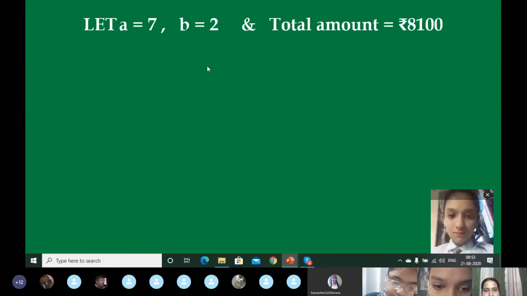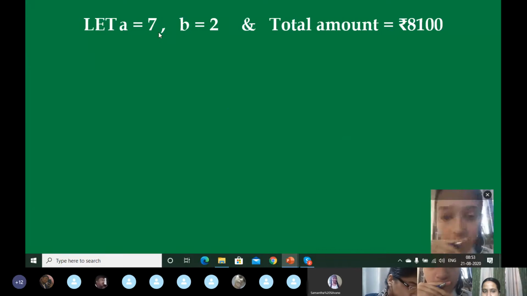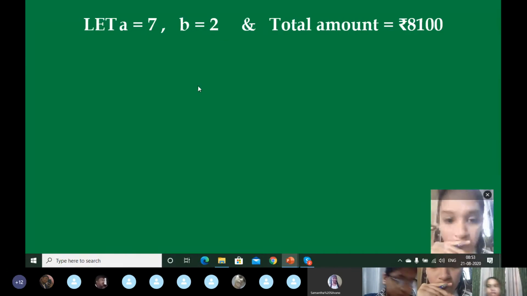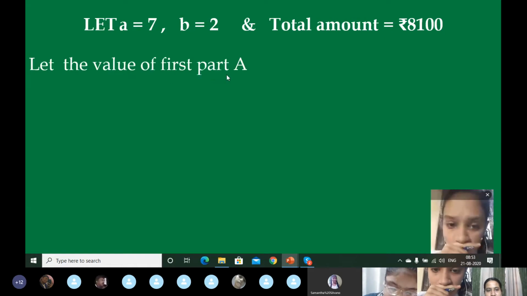See, first we will denote the values. Let the ratio be A is to B. That means A will be 7, B will be 2. And the total amount given to us is 8100. Now, let the value of the first part be A, because the value is not given in the form of value. It is given in the form of ratio.